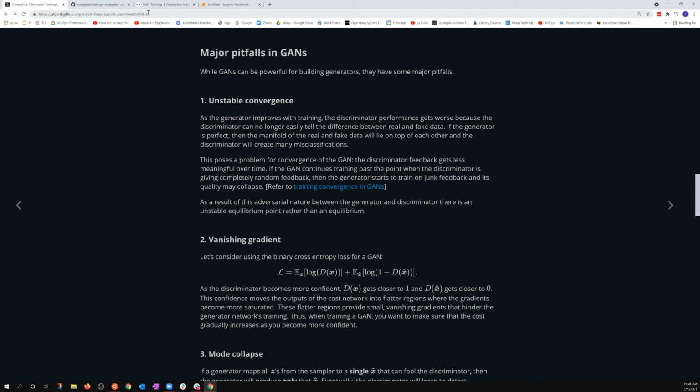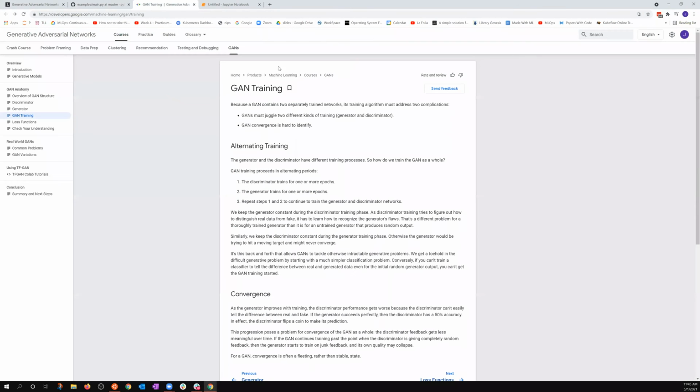it's referring to, I think, the ways in which you can set up your problem with respect to the backside and the practical aspects of training them. And here, if we open this link, this training convergence in GANs, they have this one.